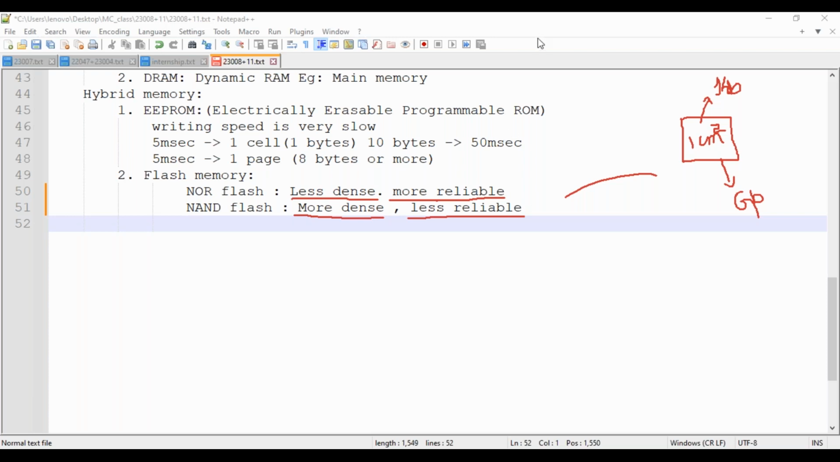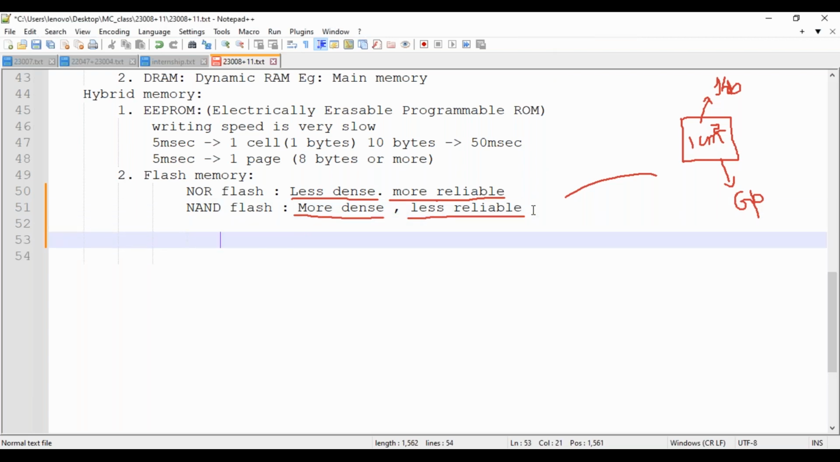Now I'm going to give you an option. Assume you are given a code and a data to be stored. Out of the NOR flash and NAND flash, where are you going to store the code and where are you going to store the data?